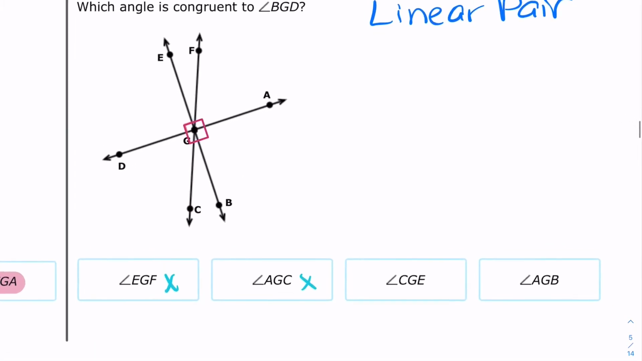Okay, and now CGE, let's look at CGE. Here's CGE. That's a huge angle. That's obtuse. That one's not an option either. Okay. AGB, let's take a look. AGB is the same as BGD. Yep. Okay, so that one is the one that's our answer.